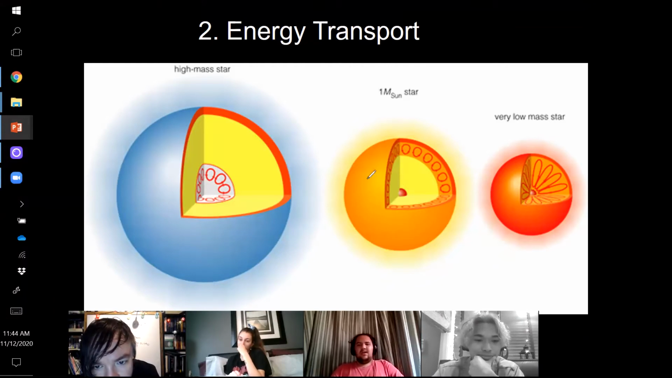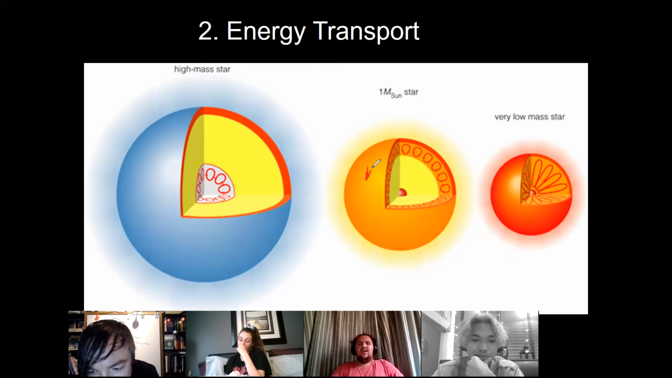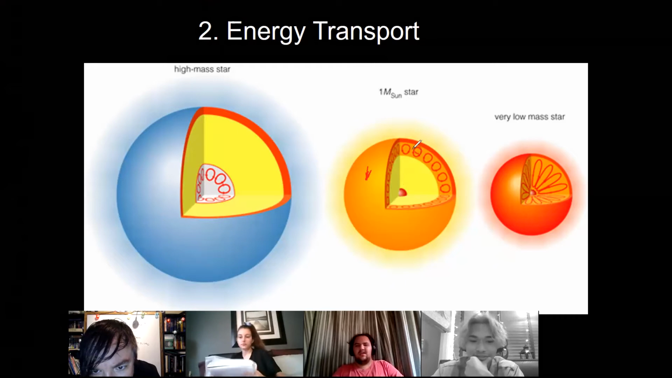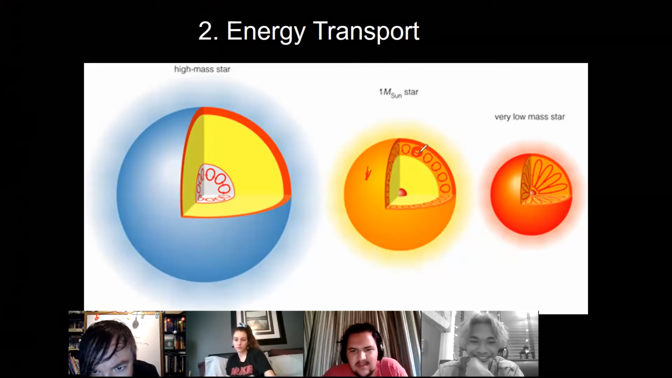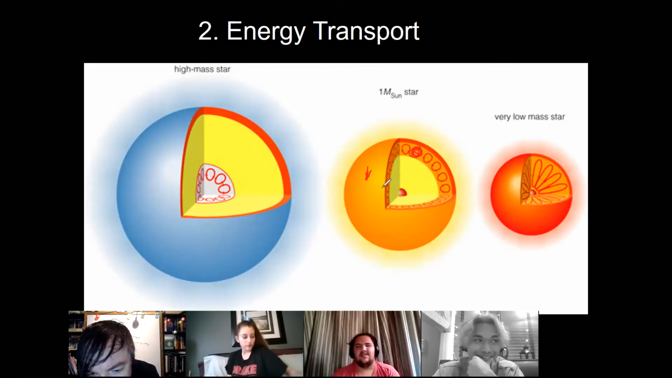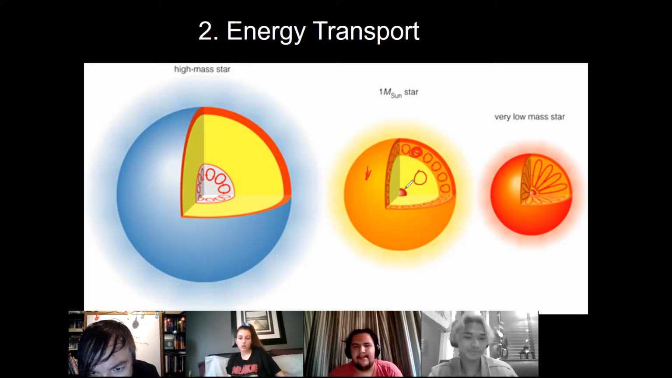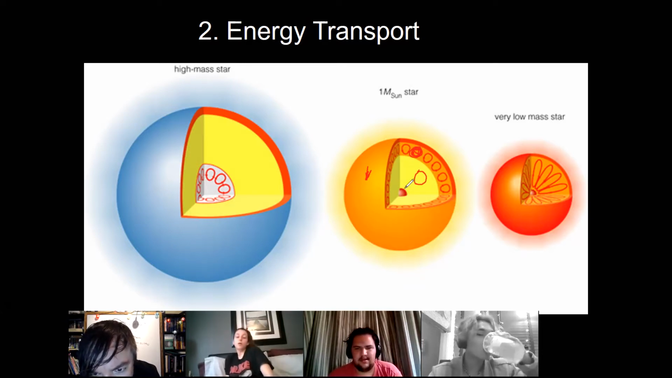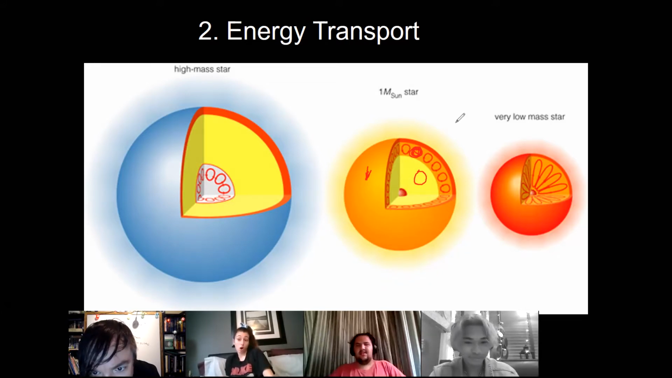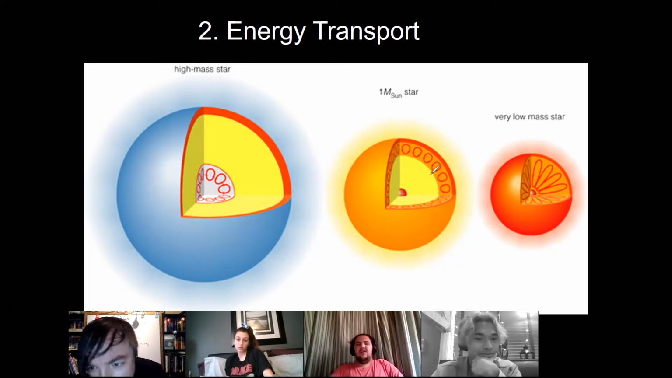What's the outer surface layer right here called? Photosphere. Good. How about this zone here? Convection. Good. How about here? I'm going to test you on this, you know. Radiation. Good. And then this is the nuclear core.